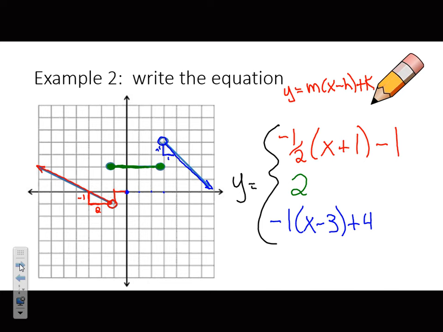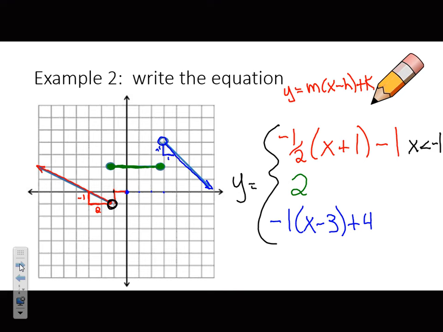Now that we have our 3 equations written, now we need to figure out our domains, where our x values are at. On our first one, the one in red over here, it's not equal to, but we're going from -1 all the way to -infinity. So x has to be less than -1. Not equal to, but less than.